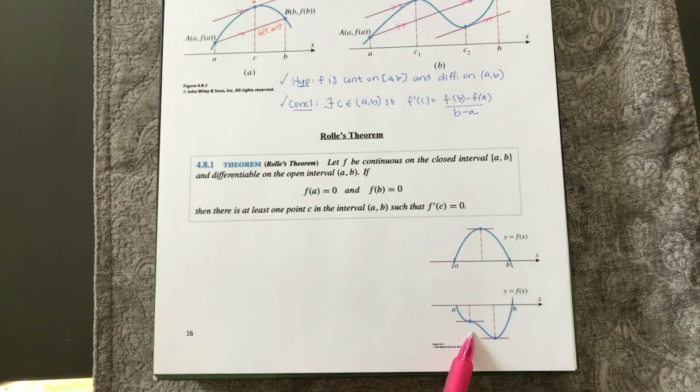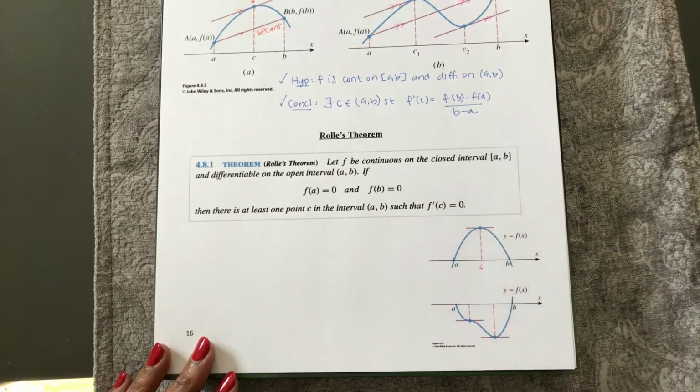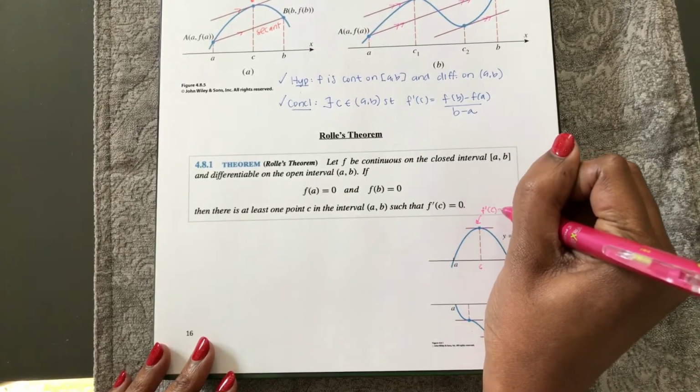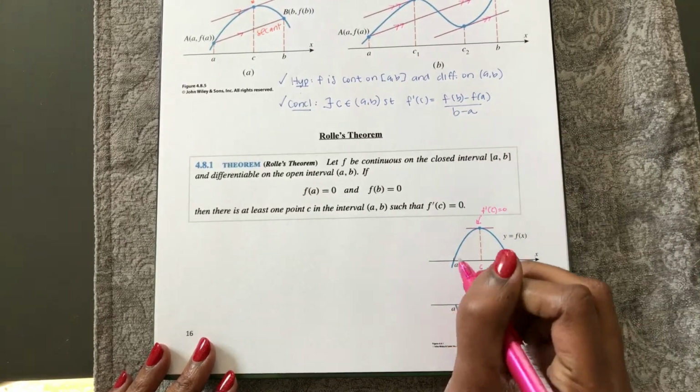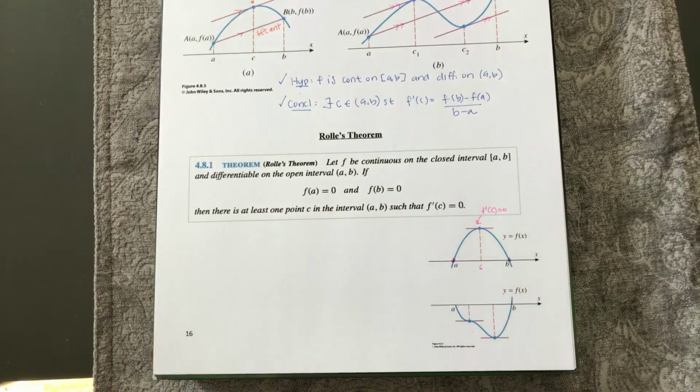So here are two visuals on the right where f of a equals f of b, which equals 0. And here's a possible c value. So here is f prime of c equals 0 if there are two values where your y values equal 0.